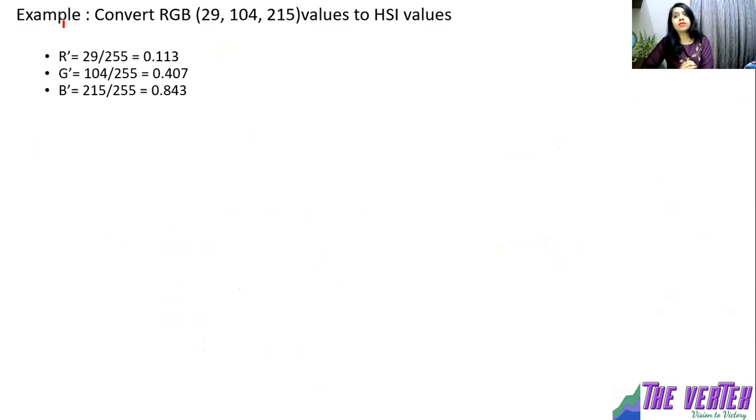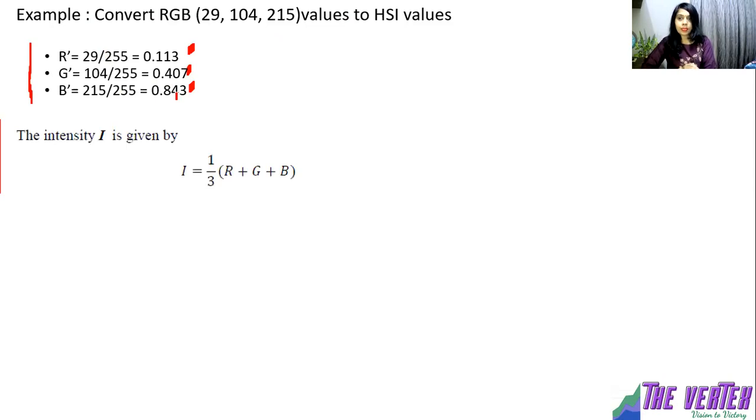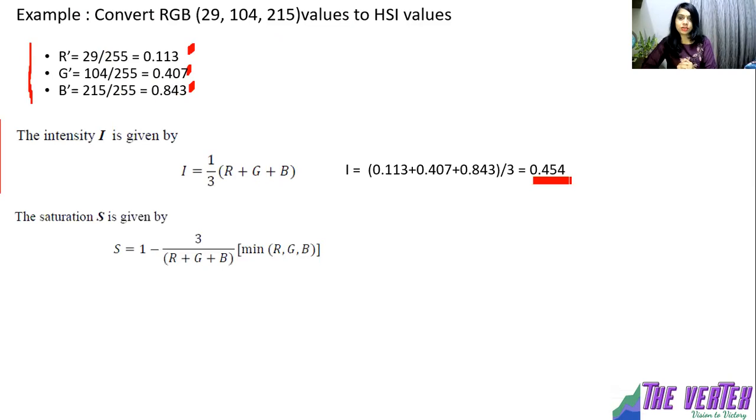Now let's solve an example. Convert the RGB values 29, 104 and 215 to HSI. Before starting, first we will normalize these values by dividing by 255. So we have divided by 255 and we have got the new values of R, G and B. Now the intensity I is given by I equals 1 by 3 times (R plus G plus B). Very simple. We'll add these three values and divide by 3, and we'll get the value of intensity.